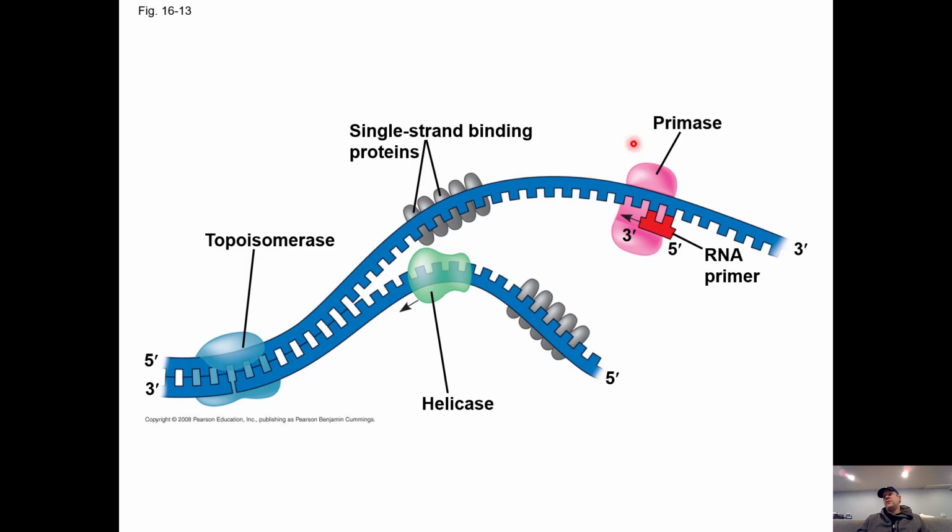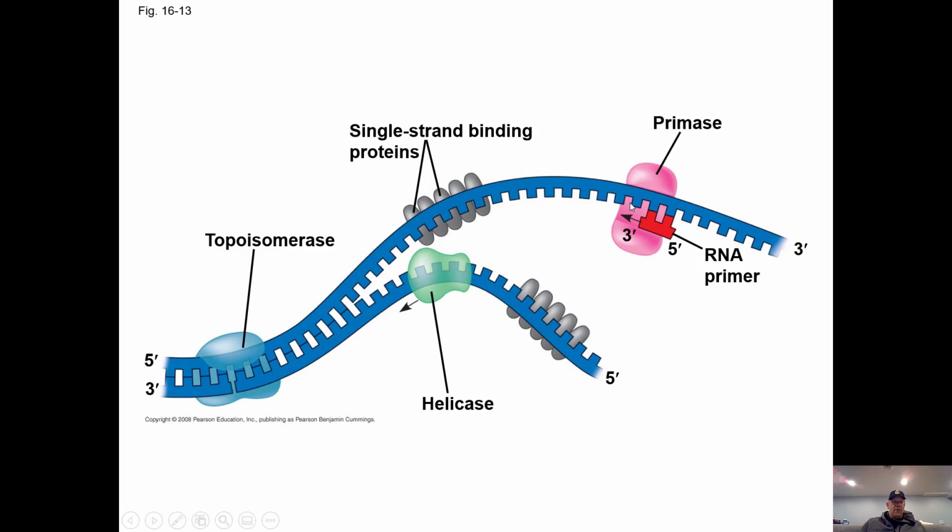And then primase comes along here, and it is making a primer. And that primer is going from 5 to 3. It's in the 5 to 3 direction. Okay, so let's take a time out here. It doesn't matter if it's DNA or RNA, all the nucleic acids are synthesized in the 5 to 3 direction.